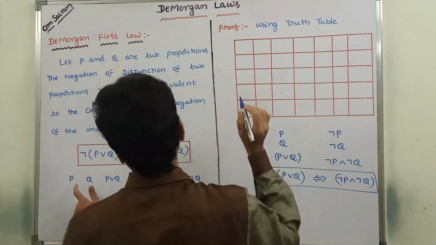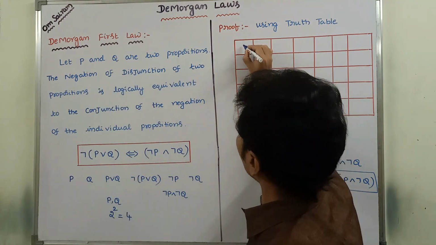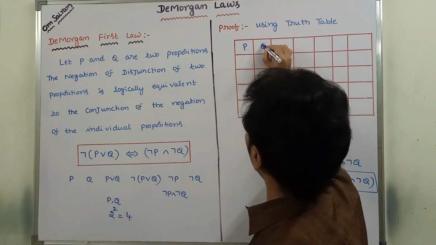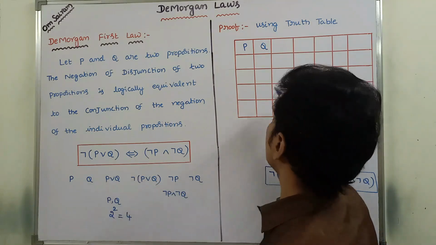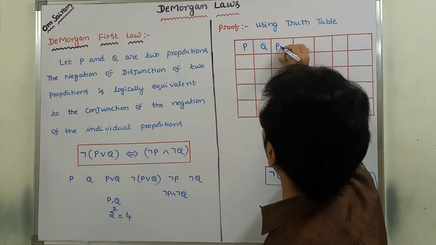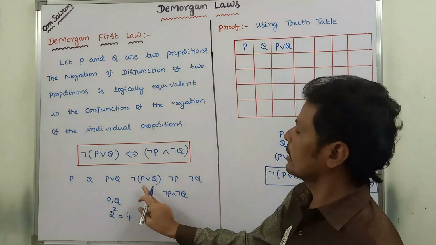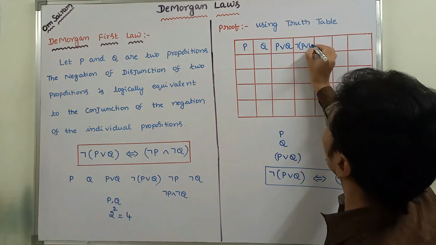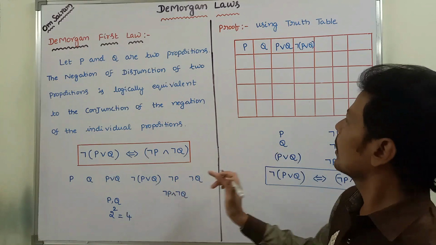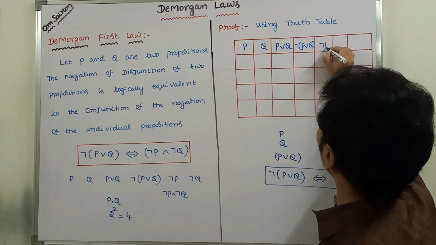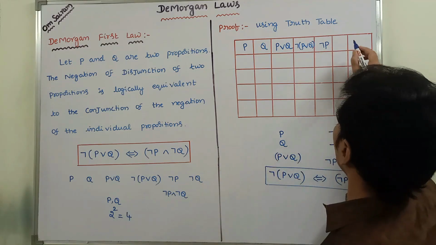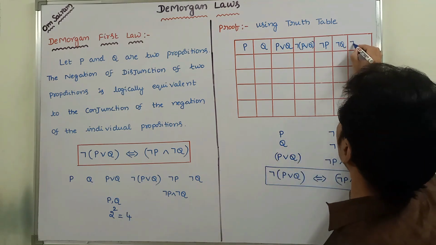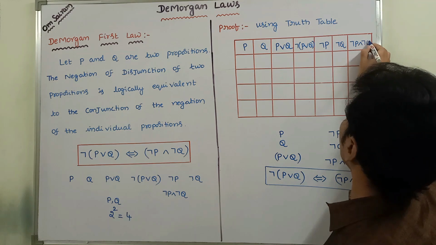Now, I am taking the first column as P, the second column as Q, the third column as P or Q, the fourth column as negation of (P or Q), the fifth column as negation P, the sixth column as negation Q, and the seventh column as negation P and negation Q.